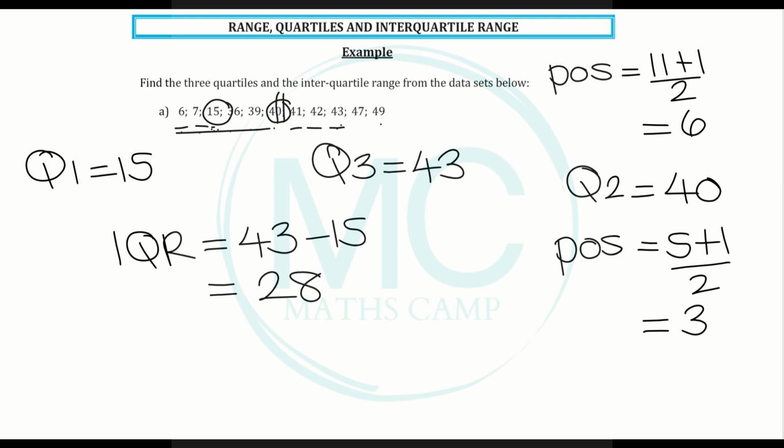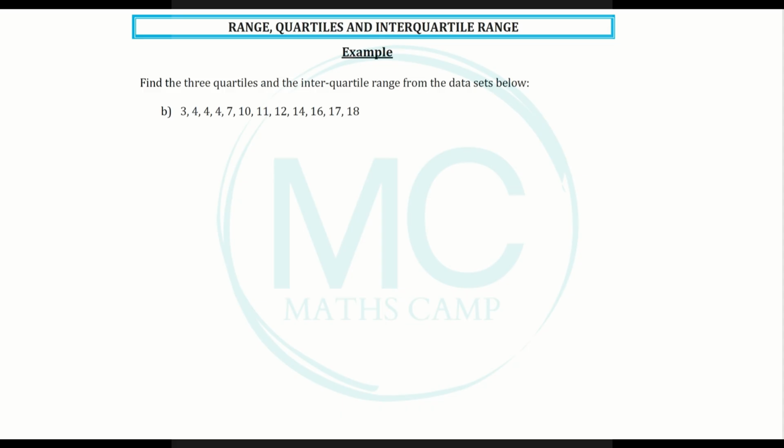Let's do one more example. In this data set, I now have 12 values. So I'm going to make a note up here that n is equal to 12. Let's start by finding the median. To find the position of the median for an even number of values, I say n over 2. n is 12, so it's 12 over 2, which gives me 6.